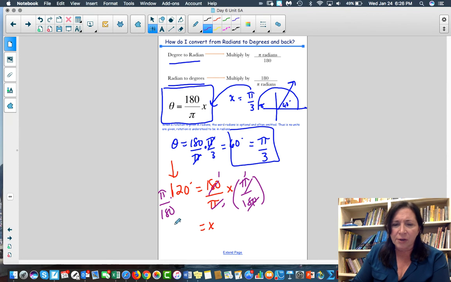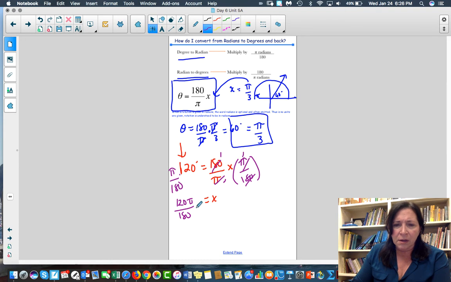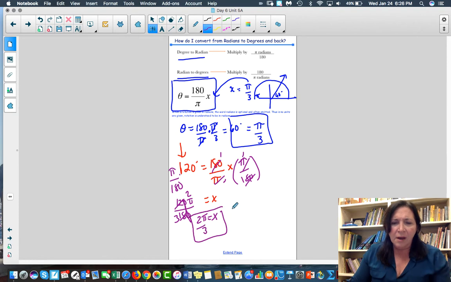X equals 120 pi over 180. Now, I'm pretty sure I can reduce that. The zeros cancel, divide by 10, then I have 12 over 18 pi. Divide by 6, so that's going to be 2 over 3. So my radian value is 2 pi over 3, so that's 2/3 pi.